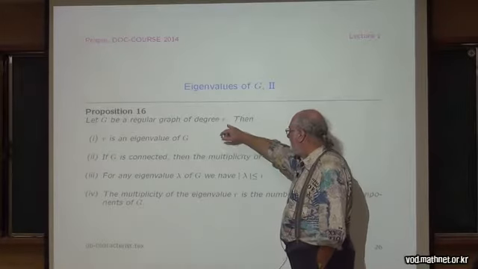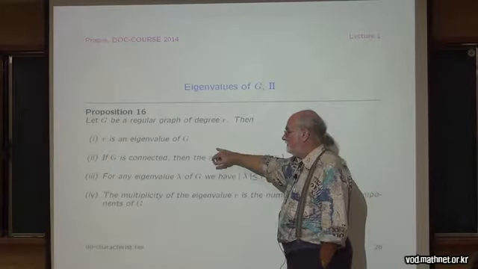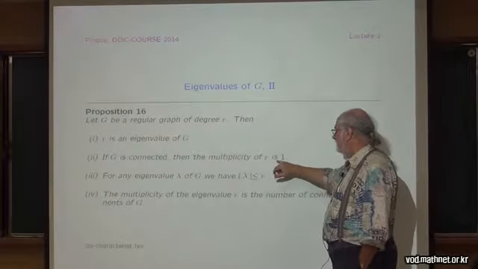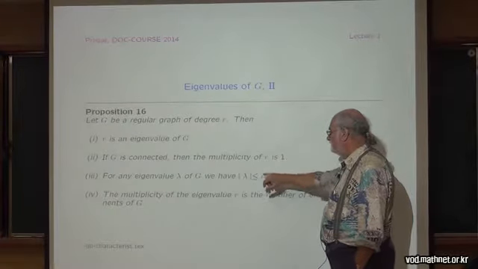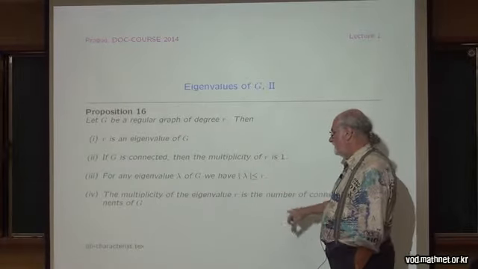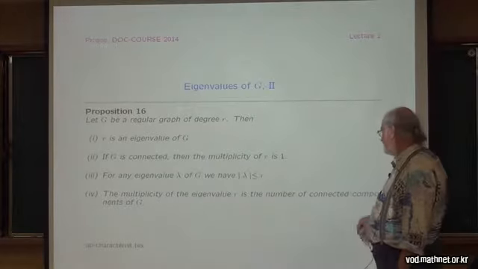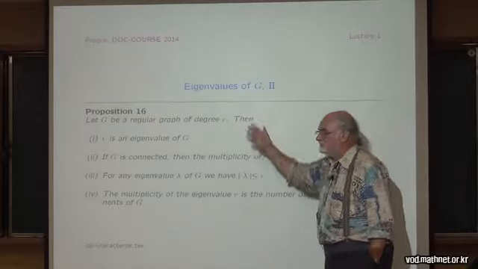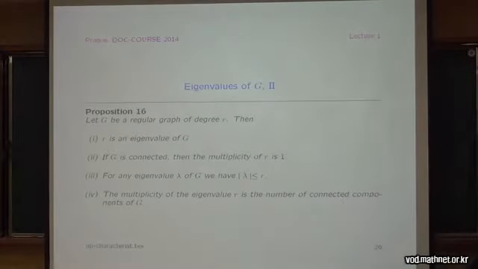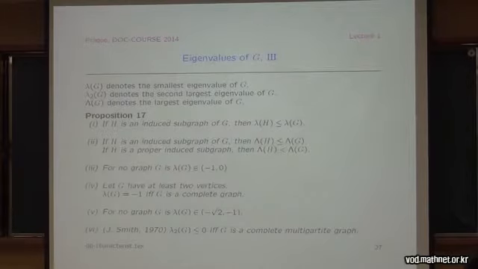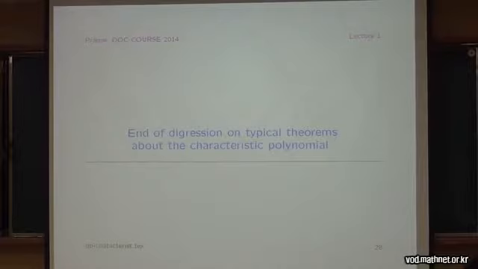Let G be a regular graph of degree R, then R is an eigenvalue. If G is connected, then the multiplicity of R is 1. For any eigenvalue lambda of G, we have lambda is smaller than or equal to R, and the multiplicity of the eigenvalue R is the number of connected components of G. So again, you can play, but this is for the case of regular graphs. So you can play even more along this. Okay, I skip one. So if you go to my slides, you have more.